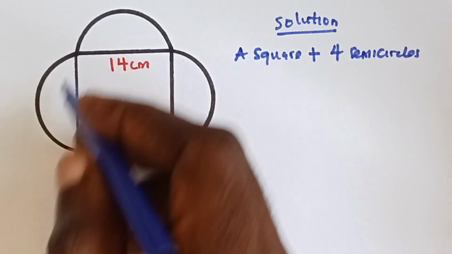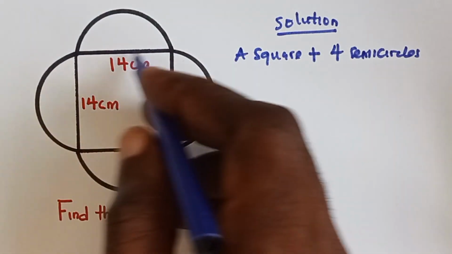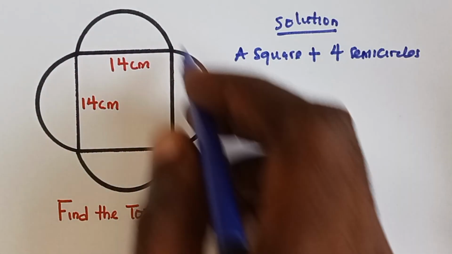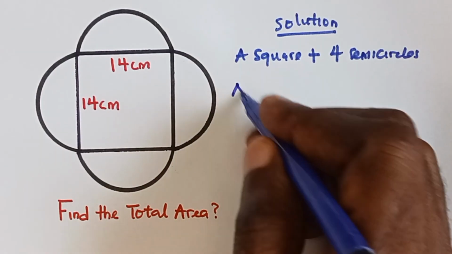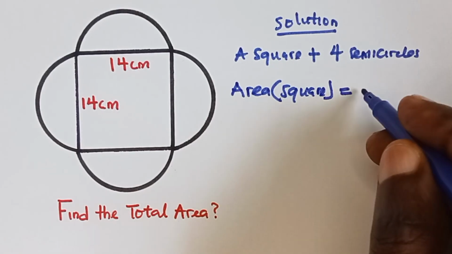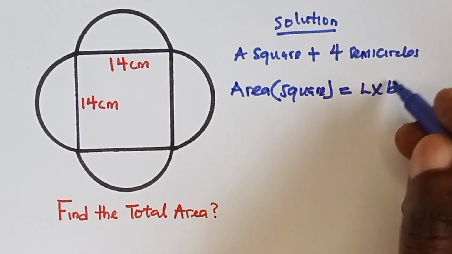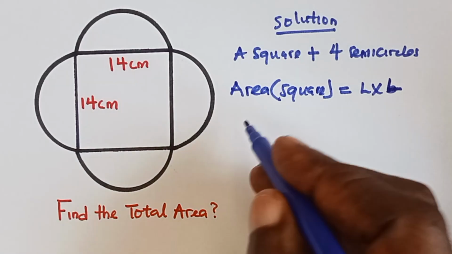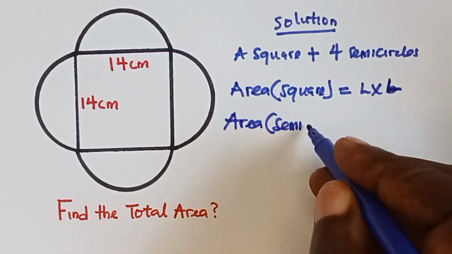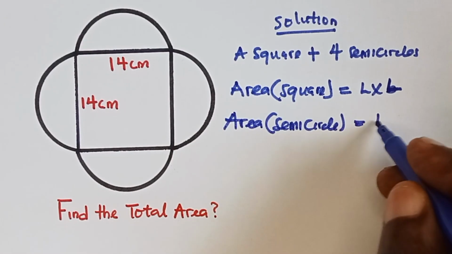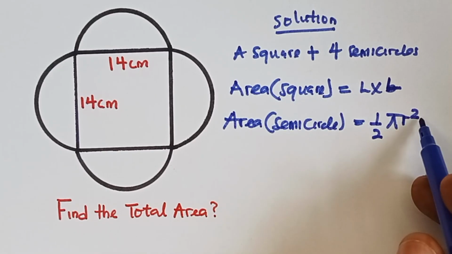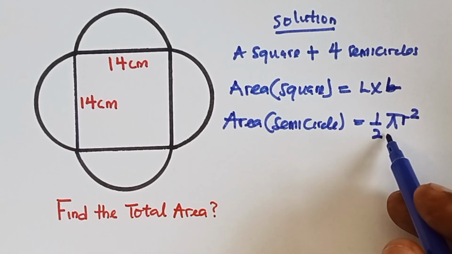Okay, for us to find the area of this shape, we have to find the area of the square, then we add it to the areas of the 4 semicircles that we have. Now, what is the area of a square? Let's start with the area of a square. Area of a square is length times length. And then the area of a semicircle is half the area of a circle. Area of a circle is pi r square, then the area of a semicircle will be half pi r square.